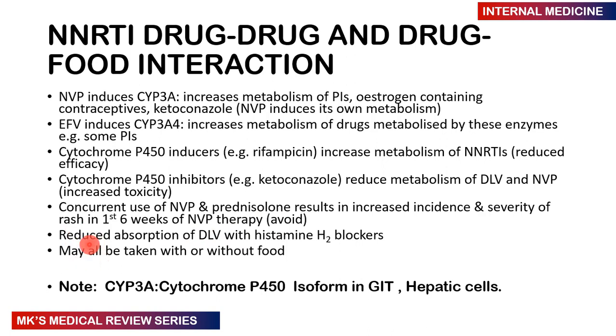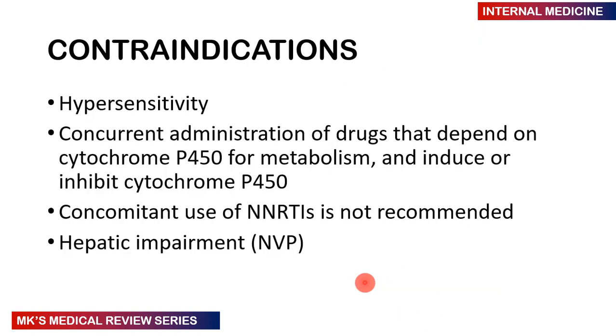Then, of course, there is reduction of absorption of these drugs with histamine type 2 blockers, and then they may be taken with or without food. And take note that your cytochrome P450 isoenzymes are found in the GIT. They're also found in the hepatic cells. Now, contraindications include hypersensitivity, concurrent administration of a drug that depends on cytochrome P450 for metabolism, and drugs that either induce or inhibit the enzyme.